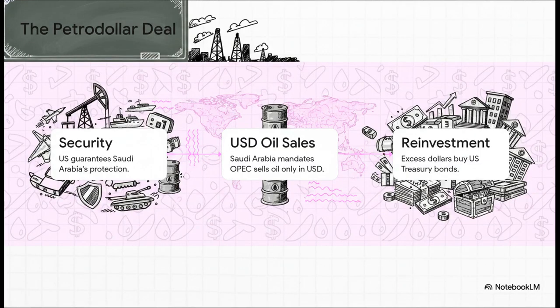In 1974, the US struck a huge master deal with Saudi Arabia. Step 1, the US legally guarantees the military security of the Saudi royal family. Step 2, in exchange, Saudi Arabia ensures that OPEC sells its oil exclusively in US dollars. Step 3, those massive influxes of excess dollars are then heavily reinvested right back into U.S. Treasury bonds. In one fell swoop, global oil demand became permanent U.S. dollar demand. And ironically, that system essentially funded the very U.S. military that was policing the Middle East to protect it.